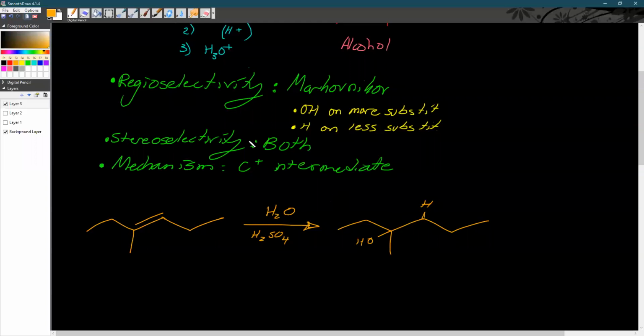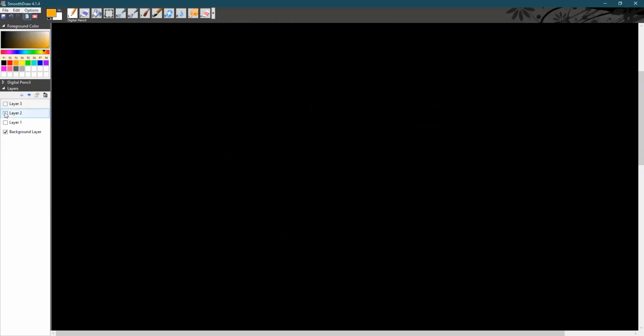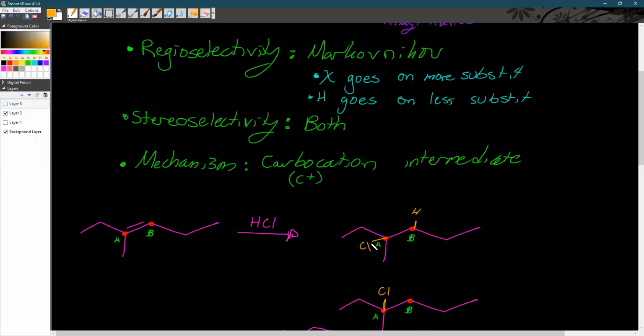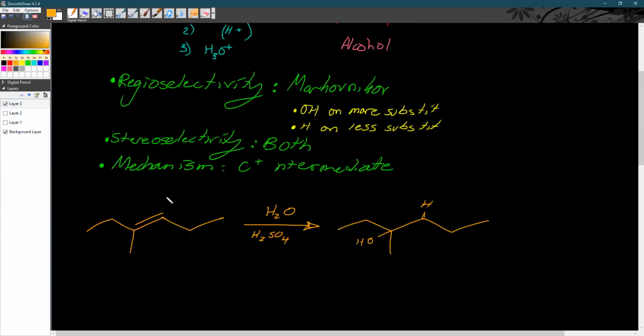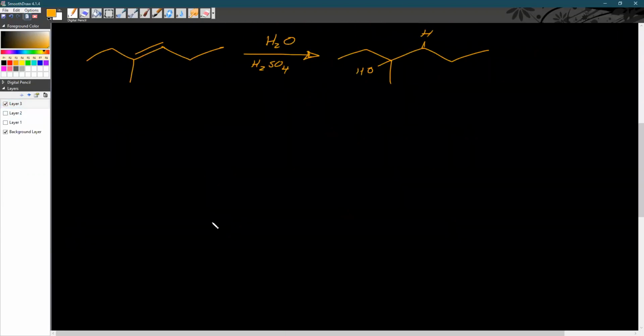Okay? Notice the parallels between this and hydrohalogenation. They're very, very similar. They're pairs. It's very, very straightforward. I don't really want to spend a lot of time doing practice. I want to spend more time just talking through the notes. There's tons of practice out there that you can go and get. So let's take a look at the mechanism.